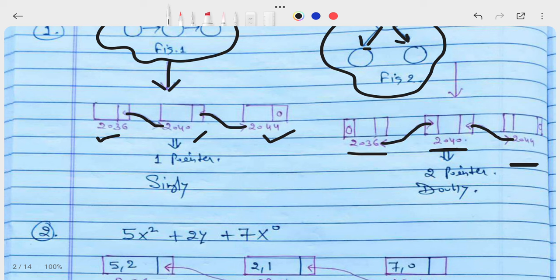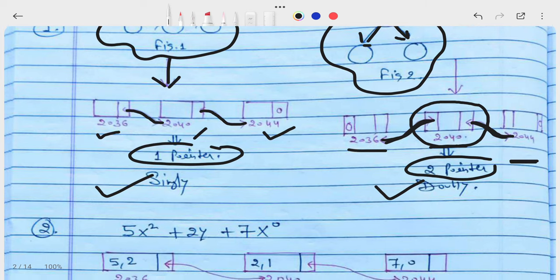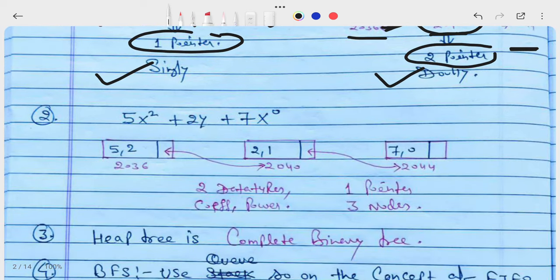So what is the meaning of this? This is taking 2 addresses, first is the right and second is the left. It means that there are 2 pointers. Here there is only 1 pointer. It means that this is singly and this is doubly. So in the exam you should write only this: this is singly and this is doubly. Enough.